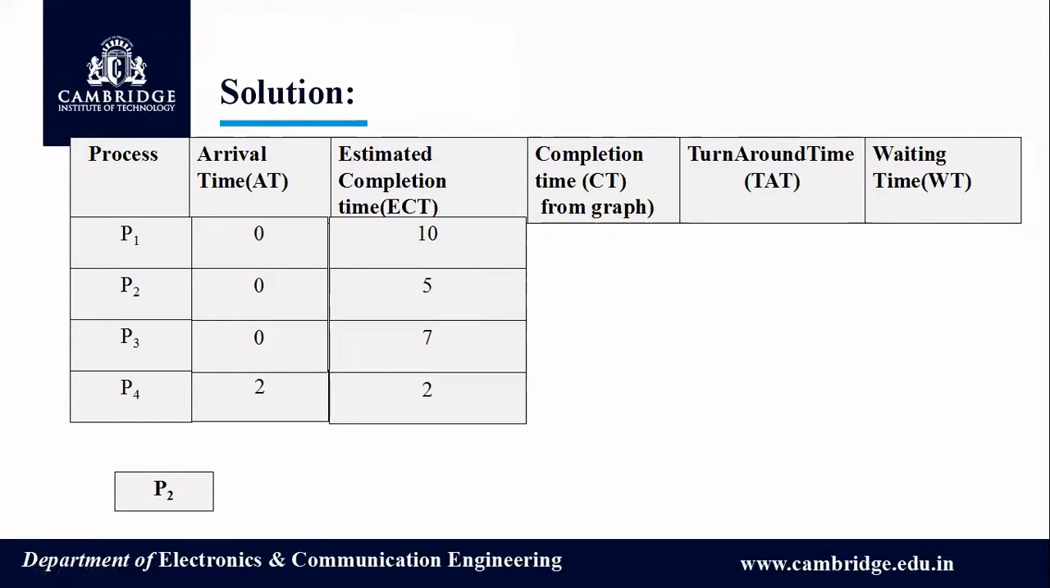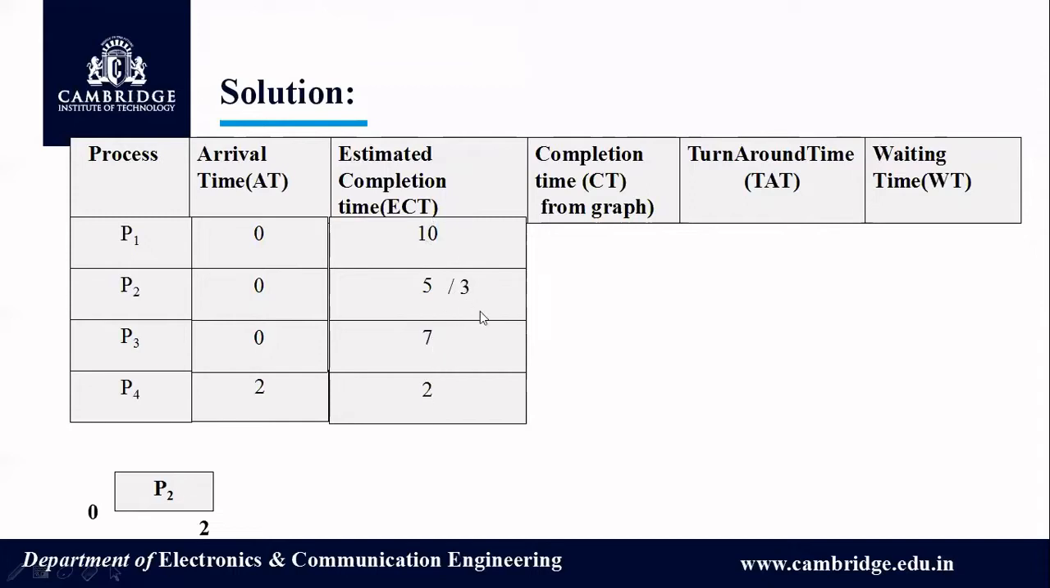P2 would get executed from 0 to 2 milliseconds, because at 2 milliseconds, we have even P4 entering the queue. So at 2 milliseconds, I would have P1, P2, P3, P4, all 4 processes in the queue for execution, because even P2 is not completely executed. Out of 5 milliseconds, only 2 milliseconds of execution is done, which means I'm left with 3 more milliseconds, right? So at 2 milliseconds, out of these 4, I now need to choose one based on the shortest value of your ECT.